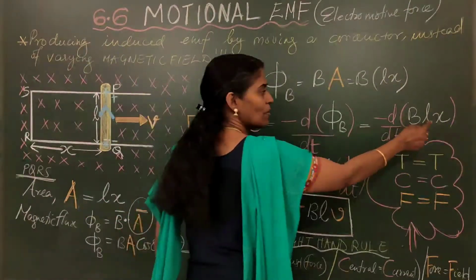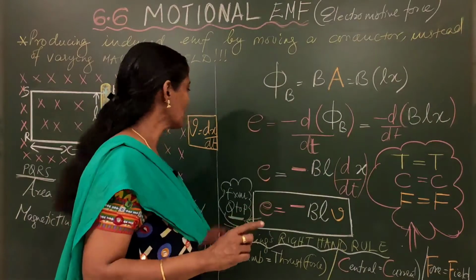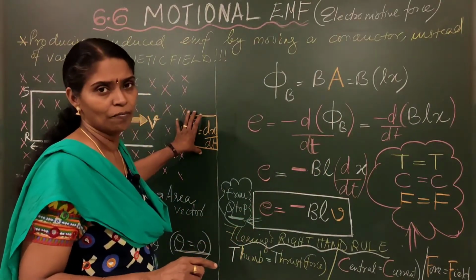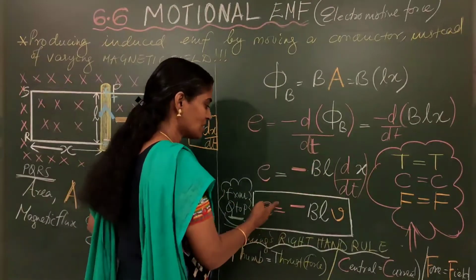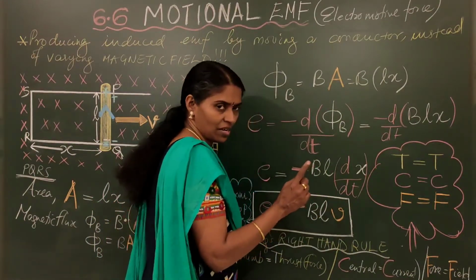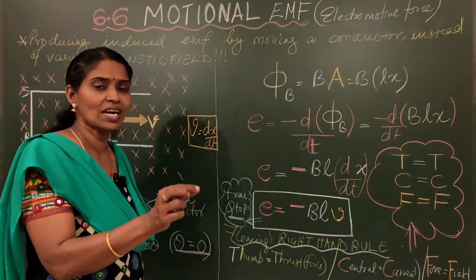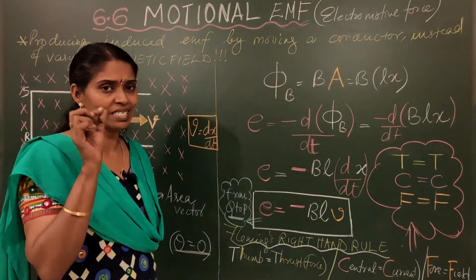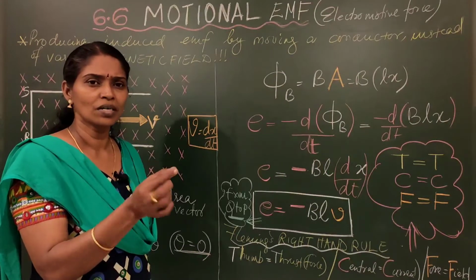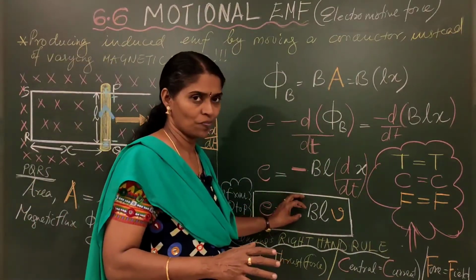So who is the variable quantity here? X. So dx by dt is nothing but velocity. So there is the final equation: E is equal to minus BLV. Make sure this is a minus, which is specifically by Lenz's law. What is Lenz's law? Cause effect opposition. That is known as Lenz's law.